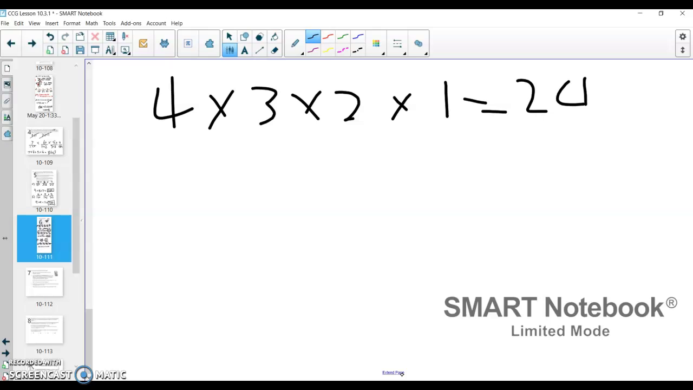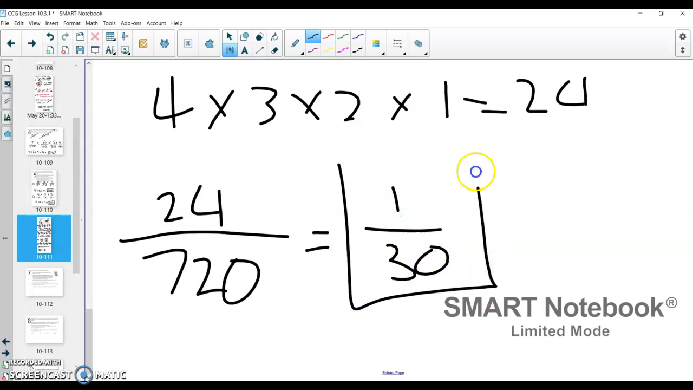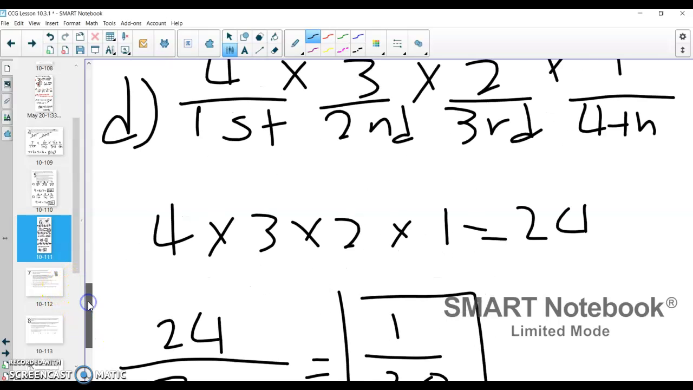And so what we can do, similar to what we did last time, is 24 over 720, which reduces down to a 1 in 30 chance that you get pre-calculus first and physics second. Sorry, that was a little rushed there. Also, this is an example of 4 factorial. And I'm running out of time.